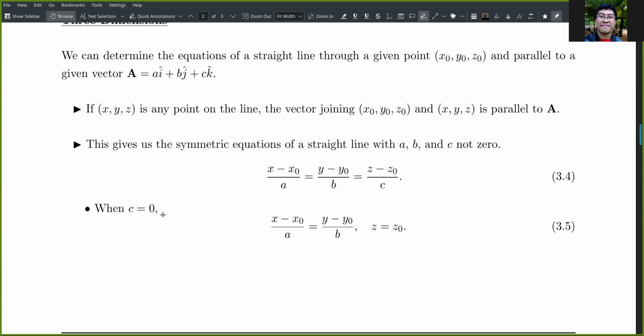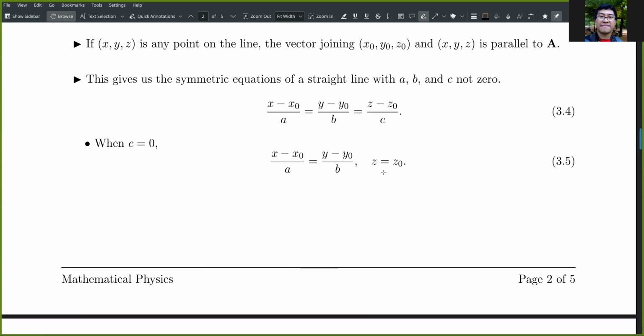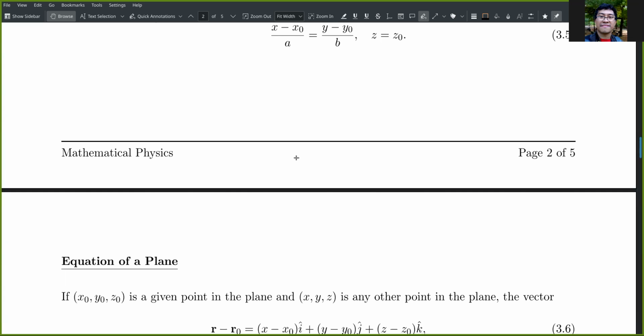If ever one of them is zero, say c equals zero, we just set the component corresponding to that variable that is 0, set them equal, and then we have this expression.